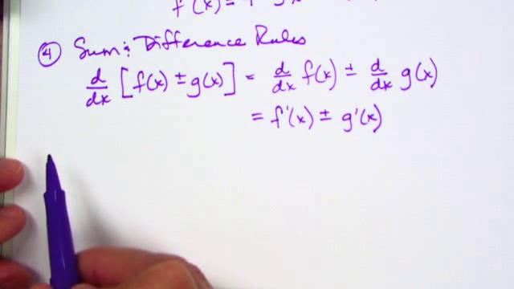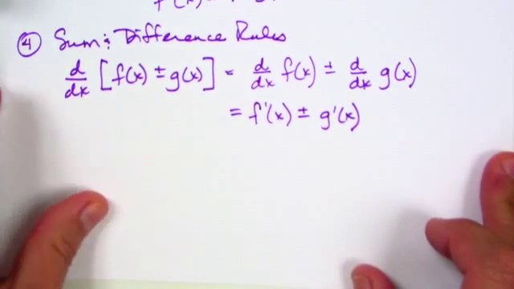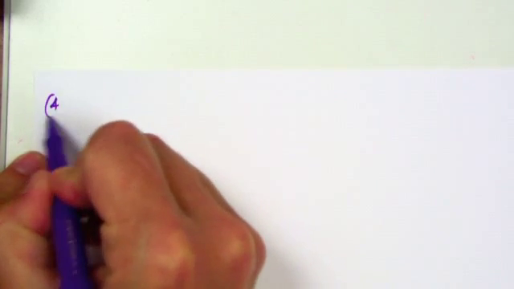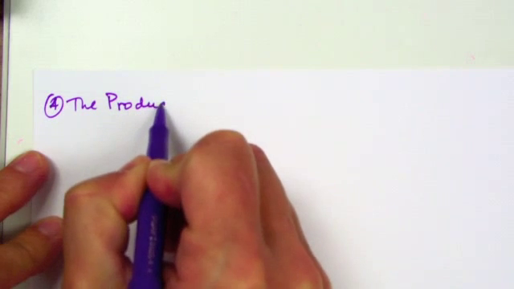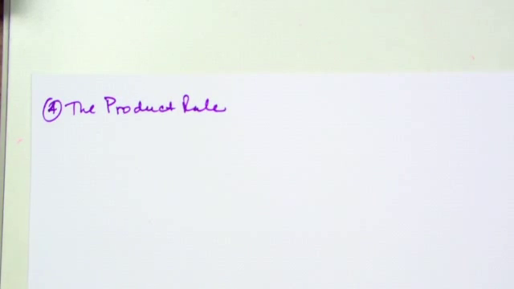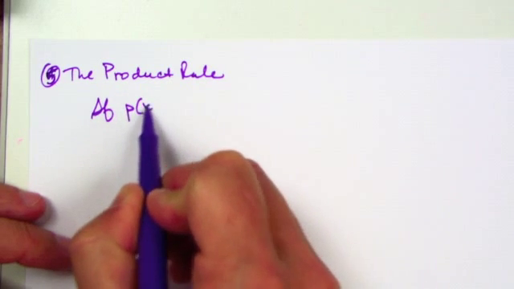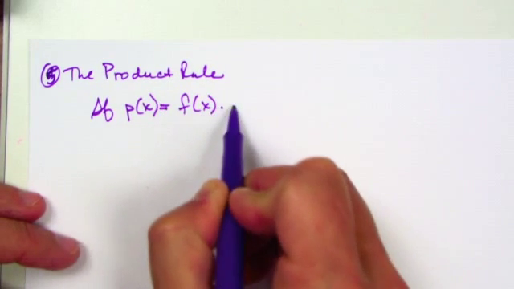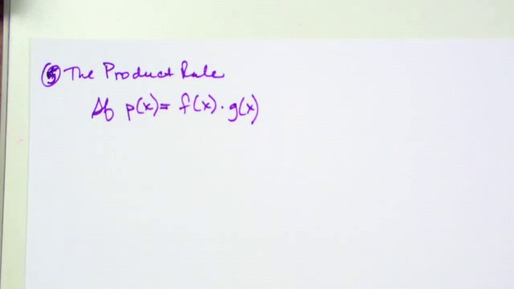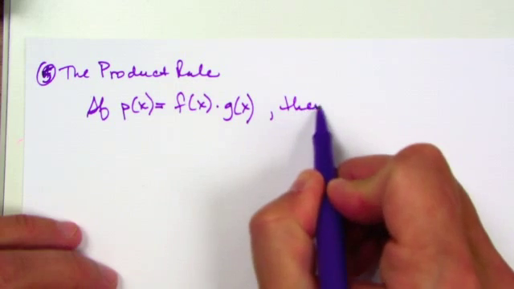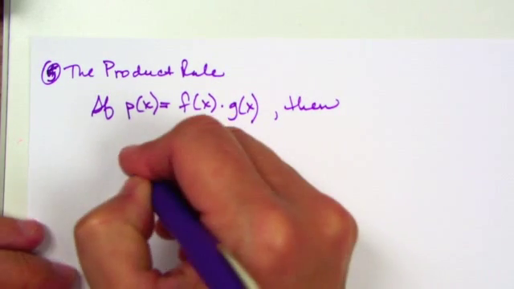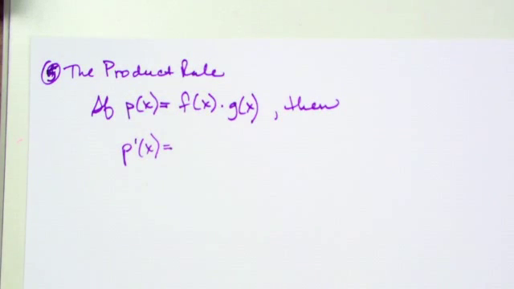So we've got something a little different next. We have the product rule. No, we did sum and difference. No, number 4. Oh, my bad. 5. Okay, so 5 is the product rule. If P of x is equal to f of x times g of x, then P prime of x equals.